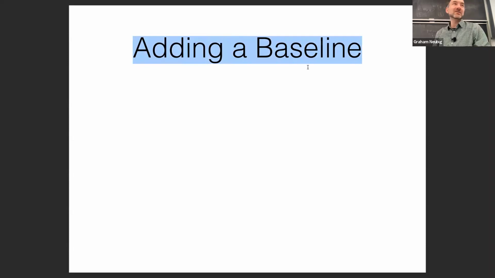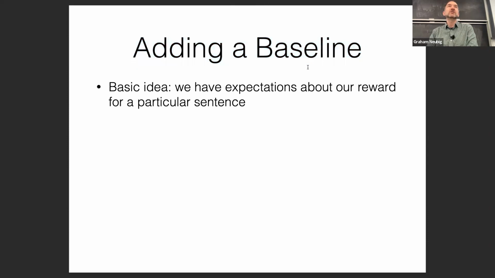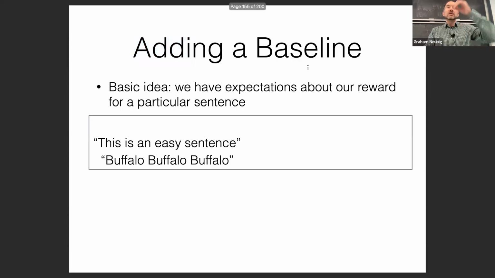This is a different baseline. This is a little bit confusing because we have baseline models, but for reinforcement learning, we have another term, baseline. Basically, what the reinforcement learning baseline is, is we have expectations about our reward for a particular sentence. And our model will either do well or poorly on each sentence. Let's say we're talking about a translation model. In this particular case, translating the sentence is easy because it's seen a lot of other things like this before.